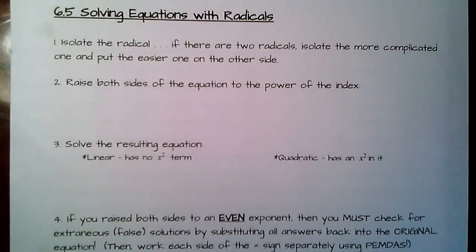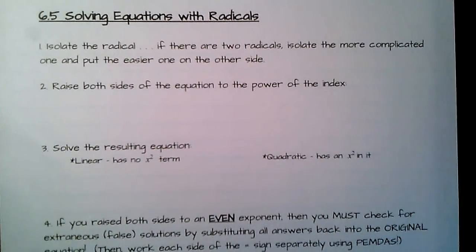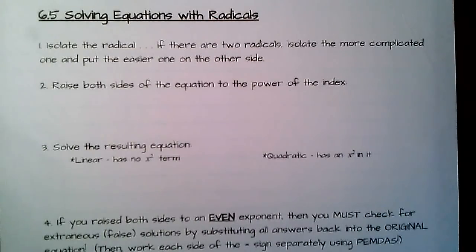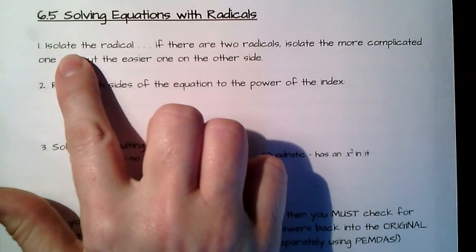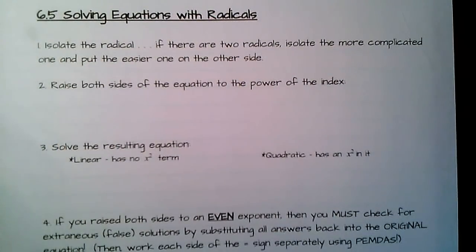In section 6.5, we're going to be solving equations that have radicals in them. So the first thing that you're going to want to do is isolate the radical. That means that you're going to want to get the radical on one side of the equation by itself, preferably with no coefficient in front of it, but I will also show you how to deal with it if you can't get rid of that coefficient.